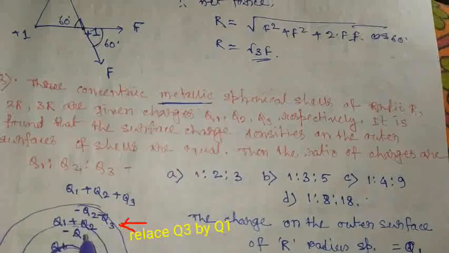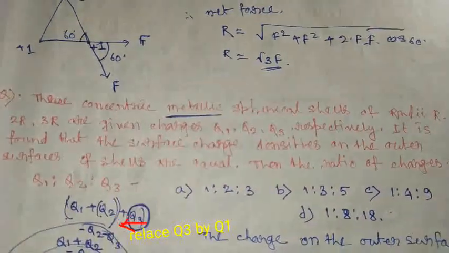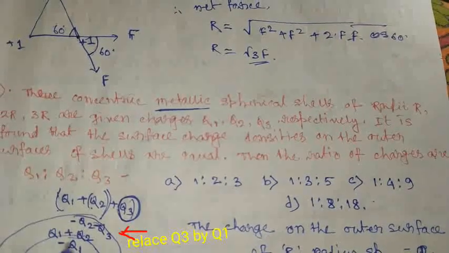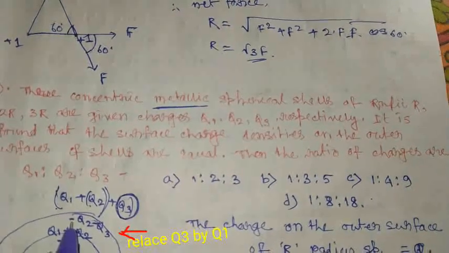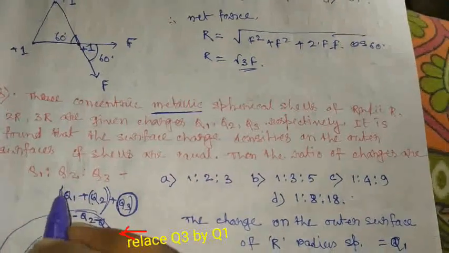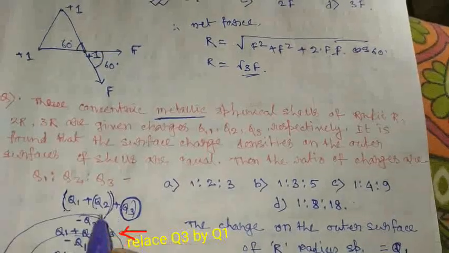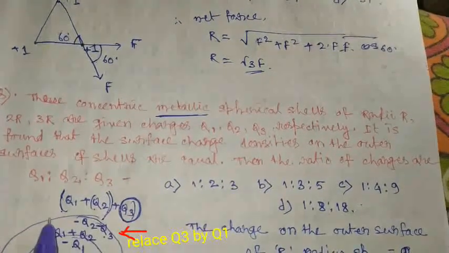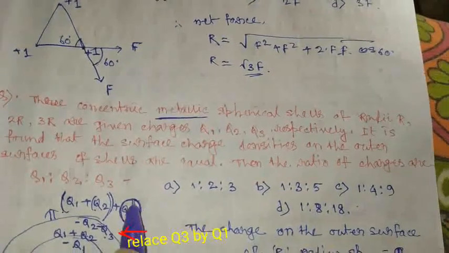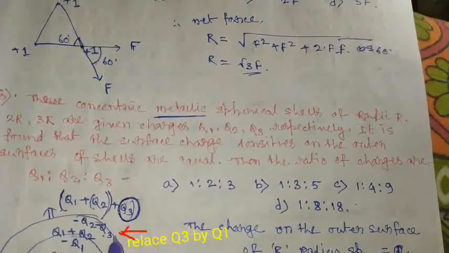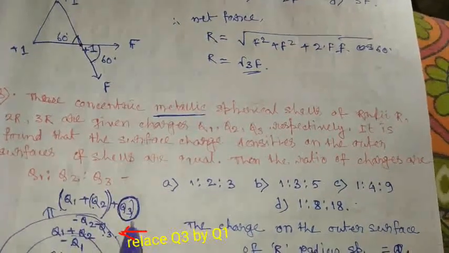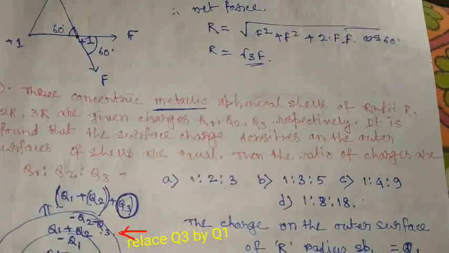Then, according to the induction process, if a charge of minus q2 and minus q3 develops on the inner surface of the outermost sphere, then by induction a plus q1 and plus q2 charge also develops on the outer surface of the outer sphere, and the charge q3 is already there on the outermost sphere. So the total charge is q1 plus q2 plus q3.